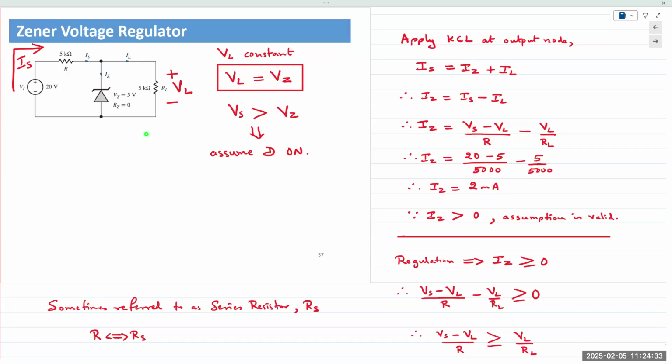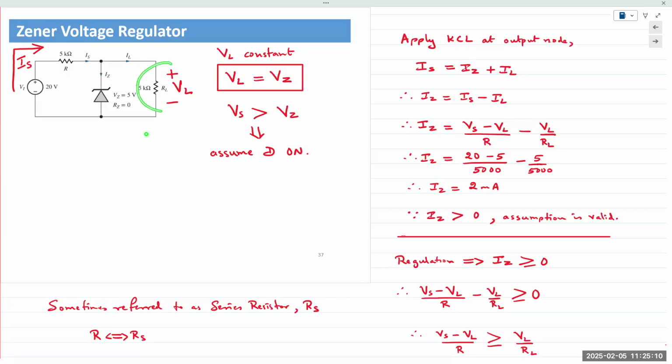Right. So let's look into the analysis then. So IS is equal to IZ plus IL, right? Total source current must be divided between the Zener diode and RL. The series resistor is in series with the power supply. Hence, the total current that's coming through there must pass through the series resistor R. So we simply plug the values in. Source current IS can be determined by applying Ohm's law to this 5 kilo ohm resistor.